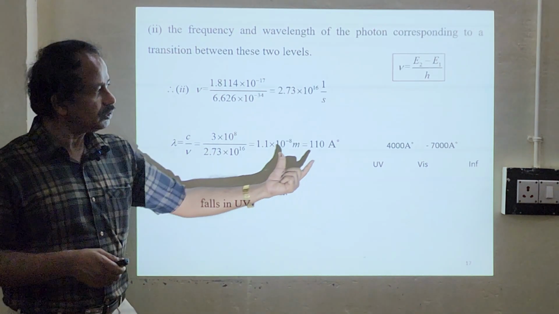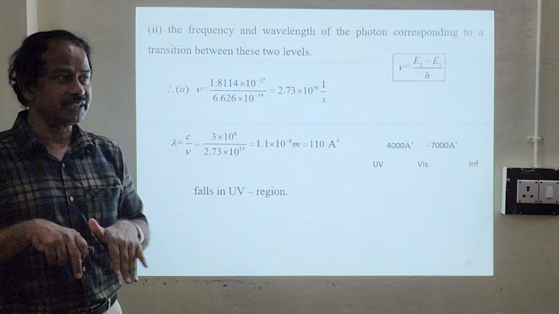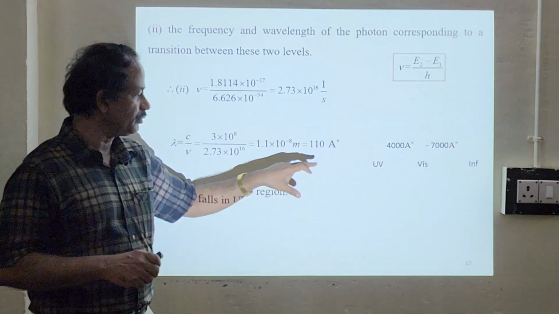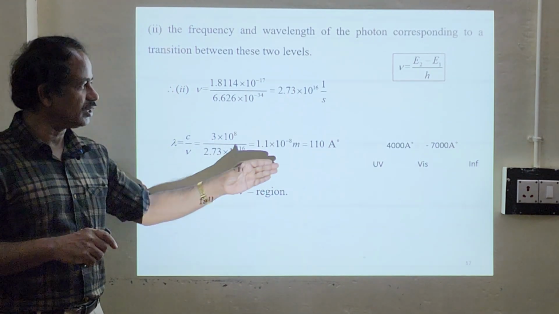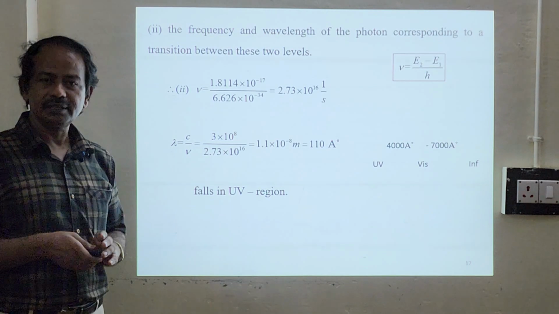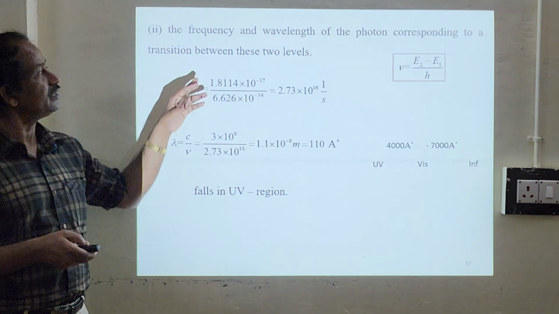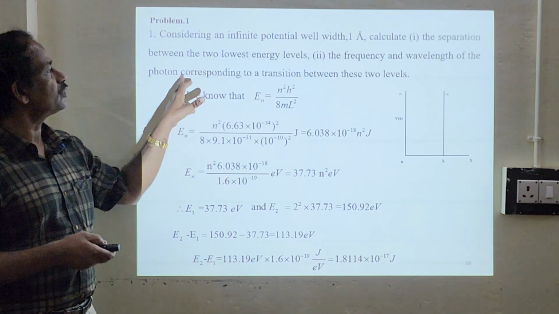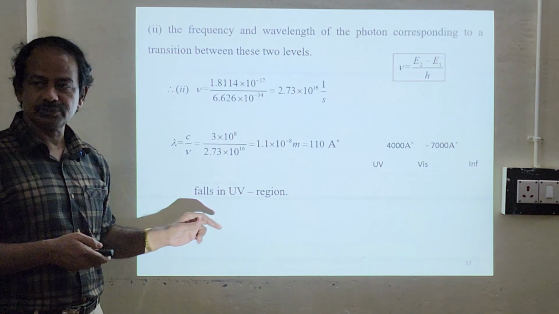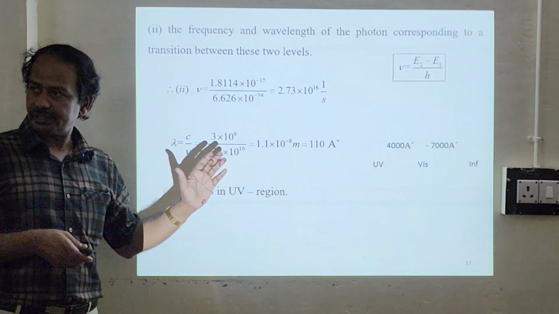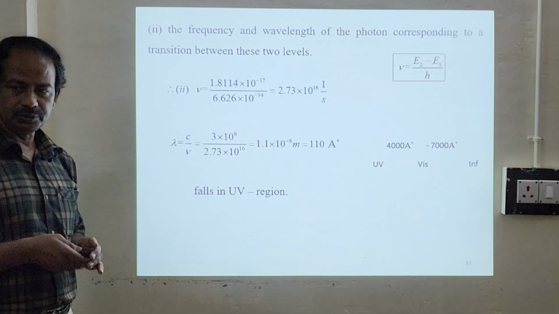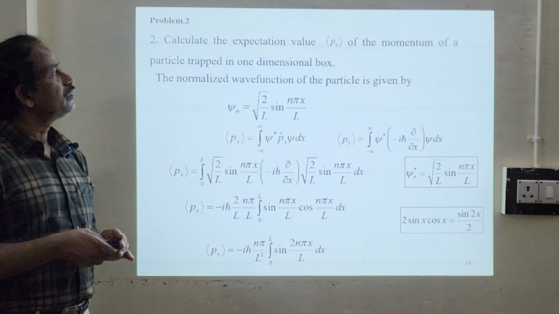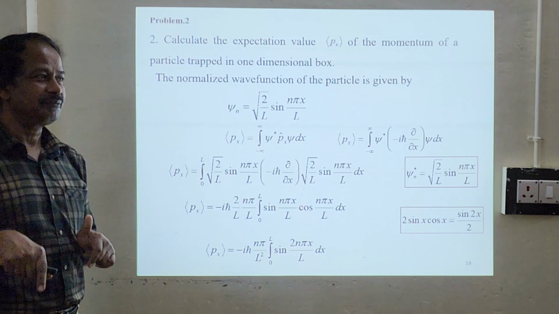Now we know already 4000 to 7000 angstrom will be your visible region. The values which are very much lower than that will give you the ultraviolet region. So 110 angstrom will be in the ultraviolet region. So the answer to what is asked: the wavelength of the photon corresponding to the transition between these two levels exists only in the UV region. Is it okay? First problem, very simple problem. We have used the expression for energy. And second problem, now we are going to use the expression for wave function.